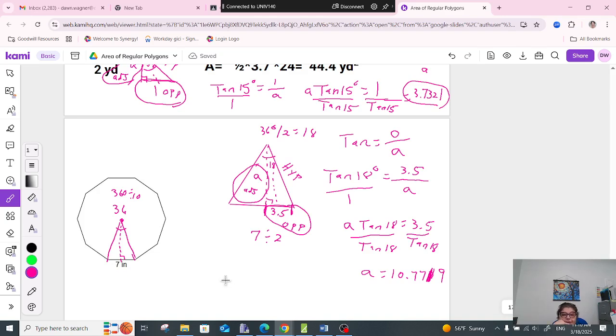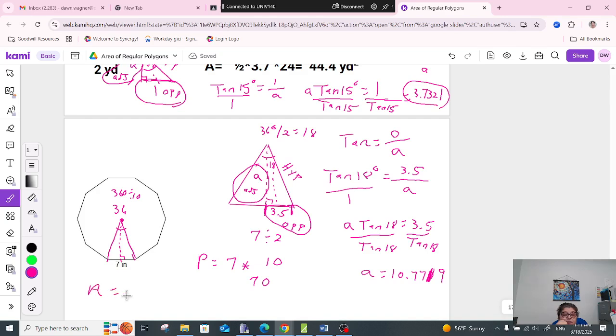Okay. So this is the apothem. What else do I need for this formula? I need P for the perimeter, right? So perimeter is side lengths times the number of sides. So perimeter would be 7 times 10. And what is 7 times 10? 70. Do I have enough now to calculate area?